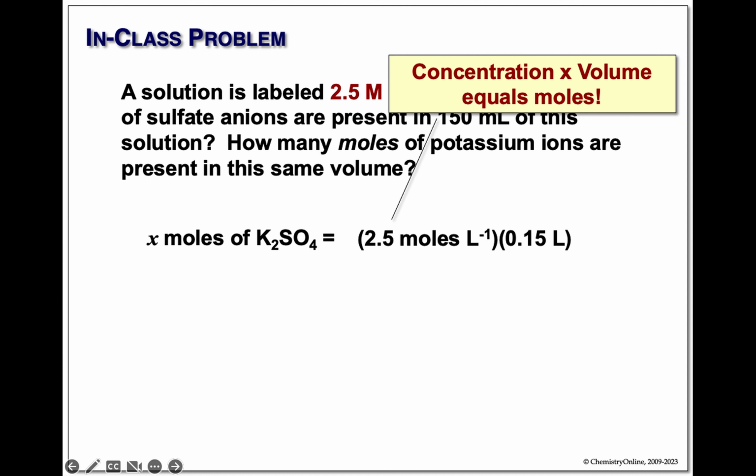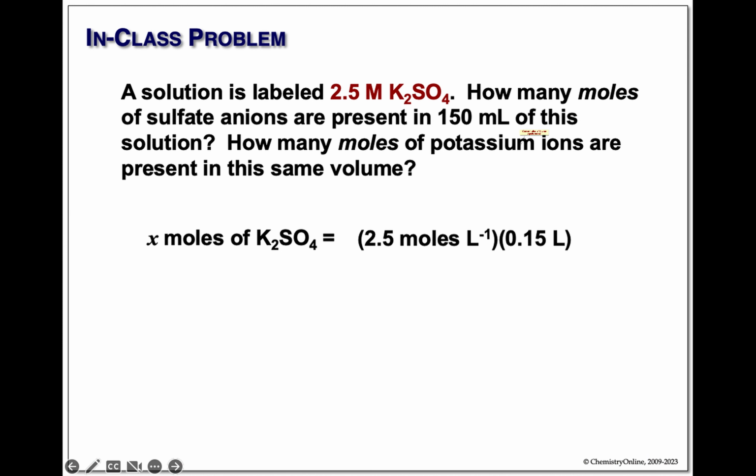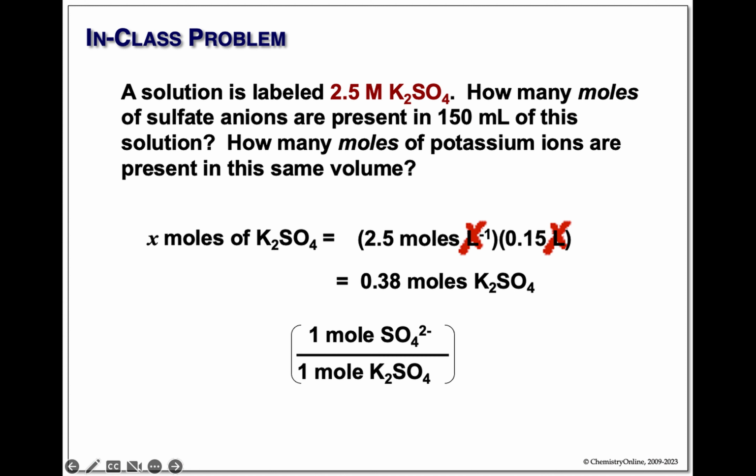So, concentration times volume gives us moles. We multiply that out. Cancel our liter and per liter. We're dealing with 0.38 moles of potassium sulfate. All right, how many moles of sulfate are there? You do your mole ratio. There's 1 sulfate in every potassium sulfate.